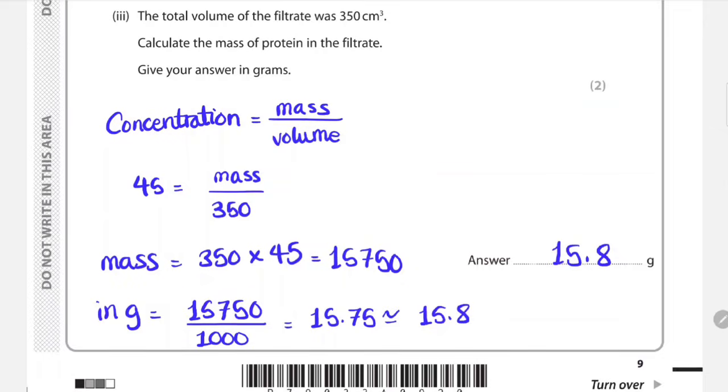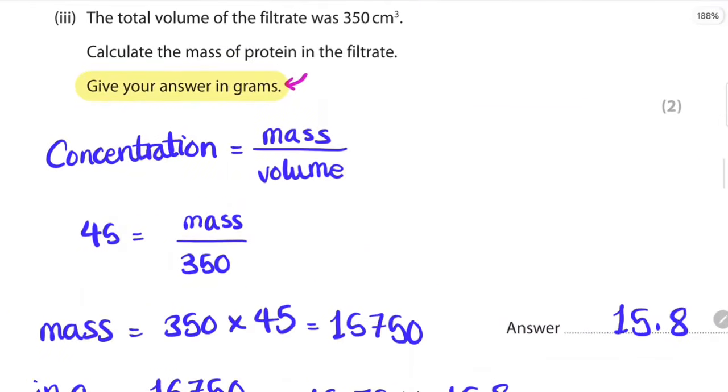The total volume of the filtrate was 350 centimeter cube. Calculate the mass of protein in the filtrate, and don't forget to give your answer in grams. This is quite the trick here that makes all of you lose 1 mark for no absolute reason. This is pretty simple as a math equation where concentration equals mass over volume. Just substitute into this equation.